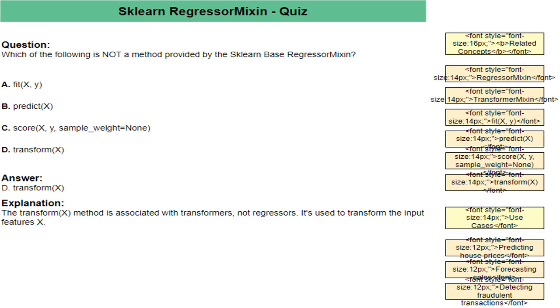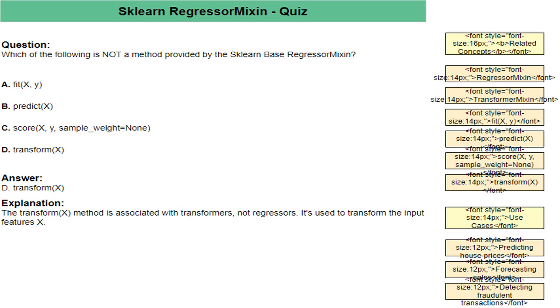Let's say your trained linear regression model for house price prediction has the equation house price = 100 + 100 × square footage. To predict the price of a new house with 2,200 square feet, you would use predict: house price = 100 + 100 × 2200 = 320,000. C. score(X, y, sample_weight=None).